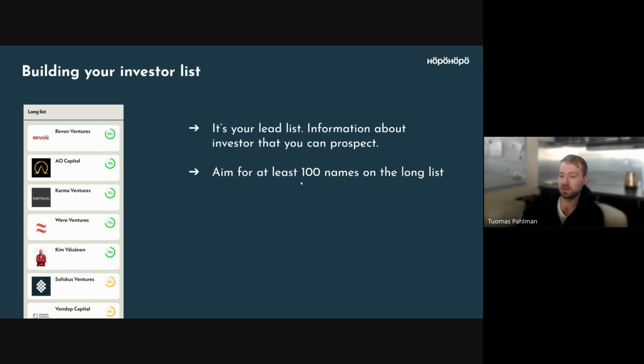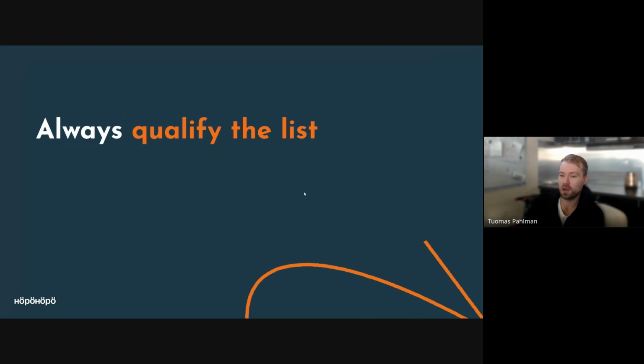And that's naturally the second thing: always be qualifying your list. It's not only about having a long list of investors, but try to qualify the list like you're doing with any leads or prospects, target customers that you're prospecting. You need to qualify whether you should be spending time with this investor.